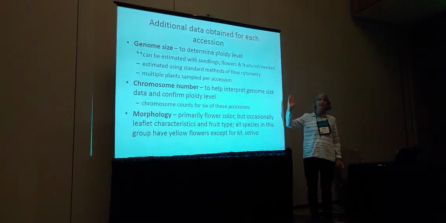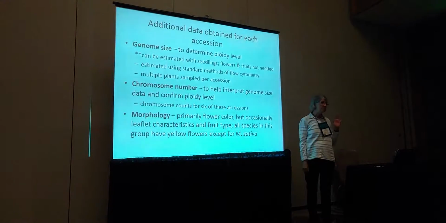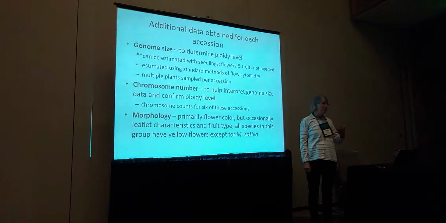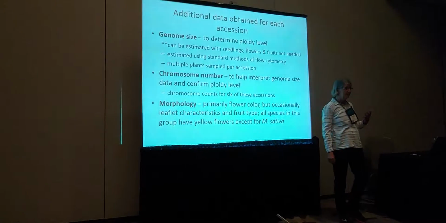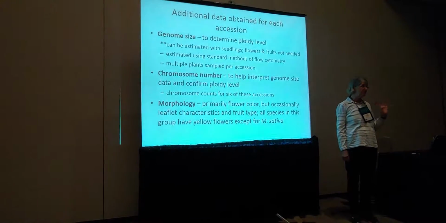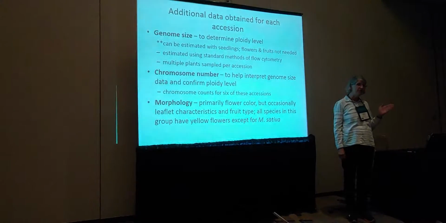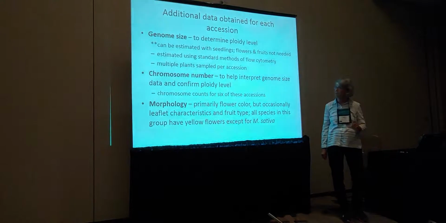We also estimated genome size, partly because the species that we're looking at range from diploid to tetraploid to hexaploid. You can get genome size estimation relatively quickly once you figure out how to do it, and you can use seedlings. You don't have to wait till you grow them up to be mature plants, and you can rule out some species right away just with genome size estimation.